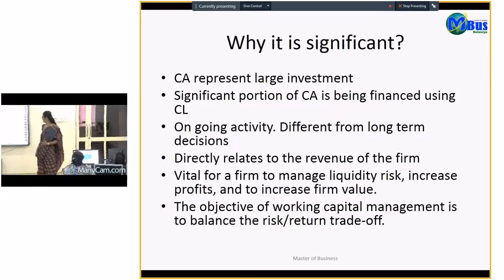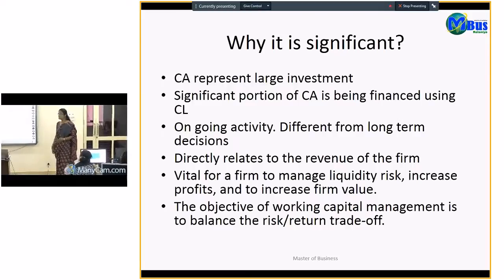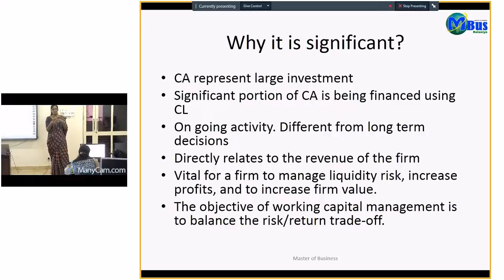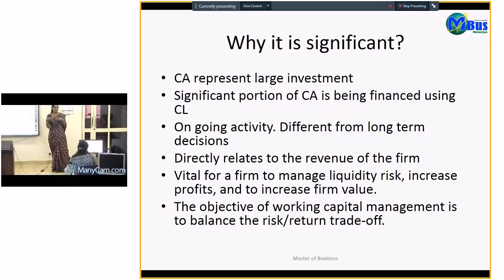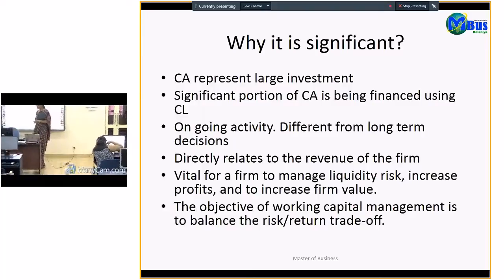Right. Anyway, the firm should be able to manage its liquidity, right? If they cannot meet the day-to-day operations, day-to-day expenses effectively, they will be running into bankruptcy, right? The debt holders and other creditors of the firm will be going to the courts against the firm if they cannot meet their obligations, right?